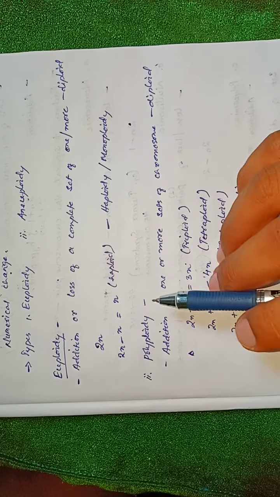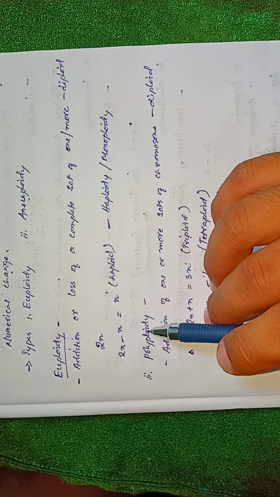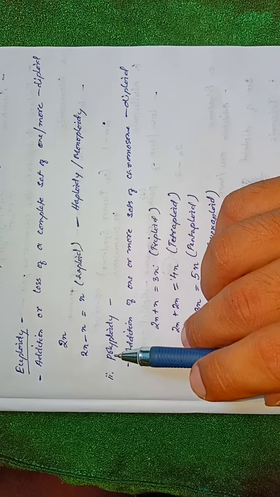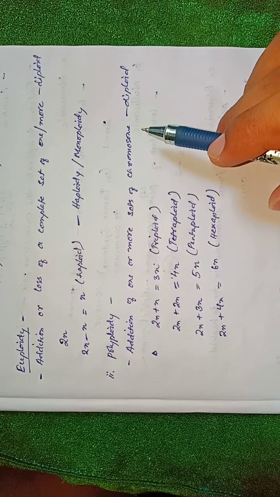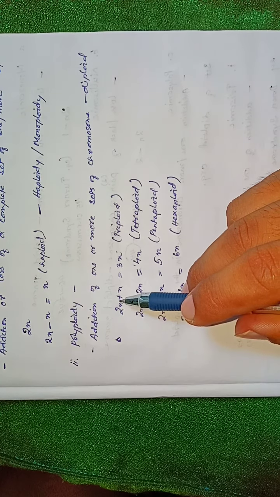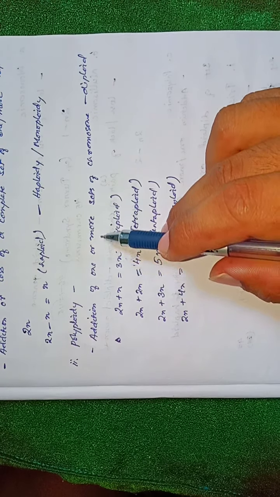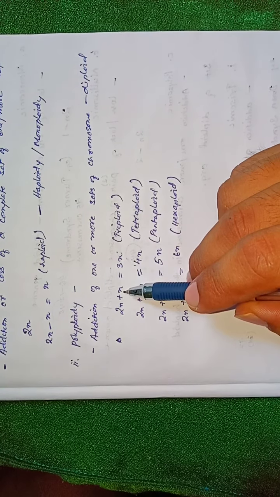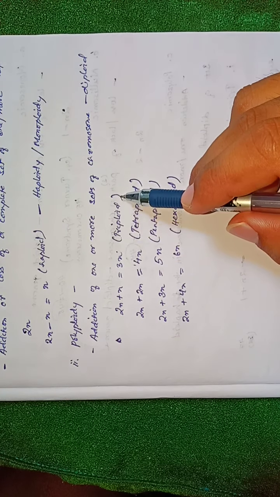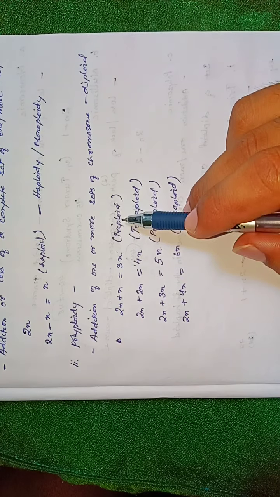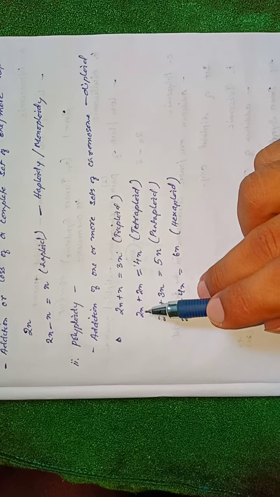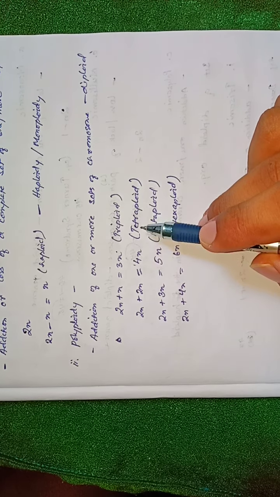Now the second one is polyploidy. Polyploidy is the condition which involves the addition of one or more sets of chromosomes to the diploid organism. This is the diploid set of chromosomes, and if one set is added, then 2n plus n means 3n. This is triploid: 3 refers to tri, n stands for ploid. If two sets of chromosomes are added, that means a diploid set is added to the diploid set, that means 4n, or tetraploid.